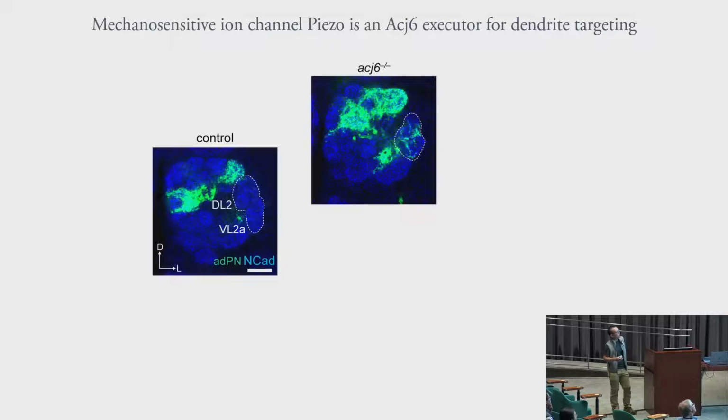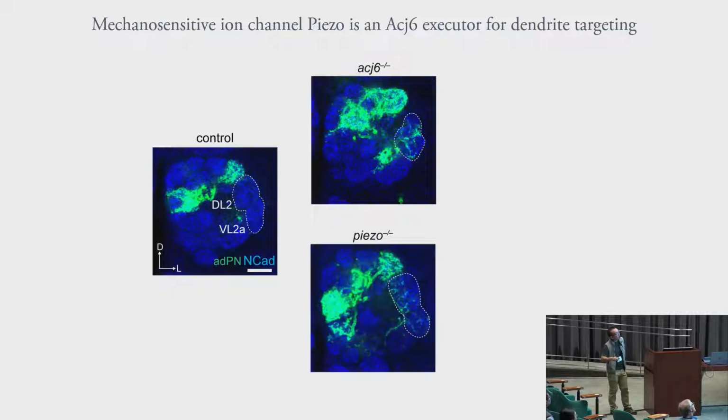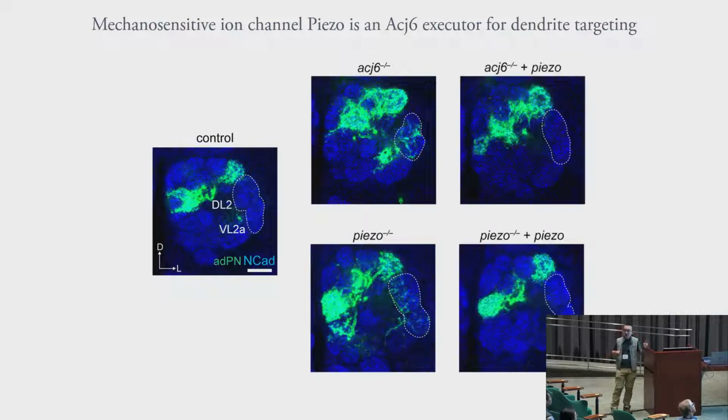So we experimentally tested it. In wild-type flies, these neurons shown in green do not innervate this area. And the Acj6 mutant, the transcription factor mutant, causes mistargeting, and the Piezo mutant phenocopied it. Importantly, when we supply back Piezo in flies, it can rescue both the Piezo mutant phenotype as well as the Acj6 mutant phenotype, indicating that Piezo regulates dendrite targeting and is downstream of Acj6.